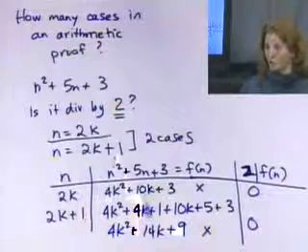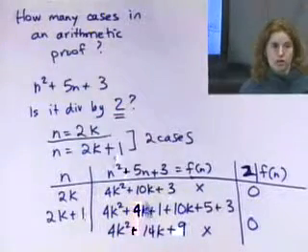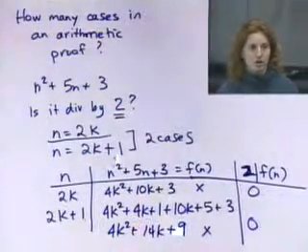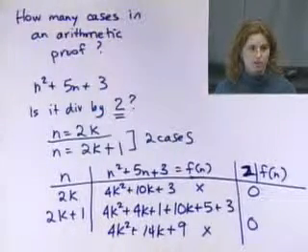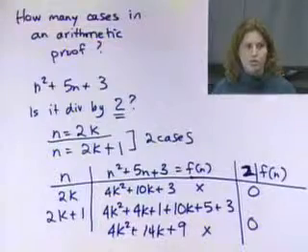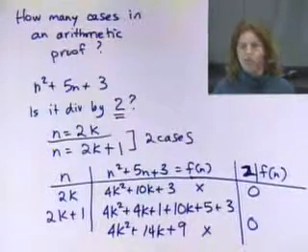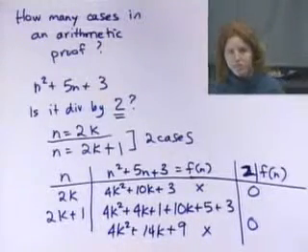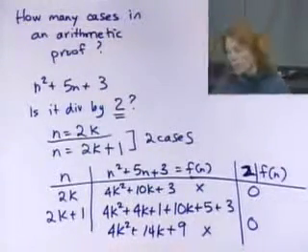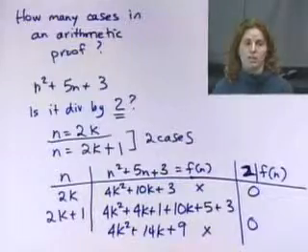What's the first one? 0, right? I might have a remainder of 0, like 21 has a remainder of 0 if I divide by 7. If I divide 2 by 7, what's the remainder? 2. If I divide 3 by 7, 3, 4, 5, 6. 7 remainders, 7 numbers. So there's 7 cases if I was talking about divisibility by 7.